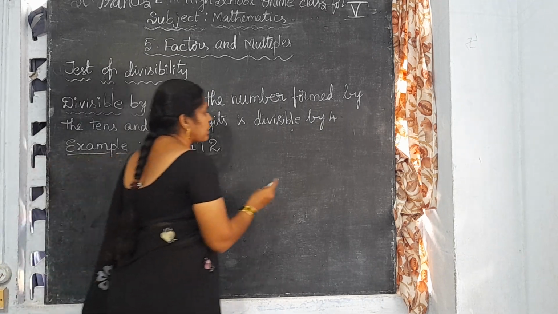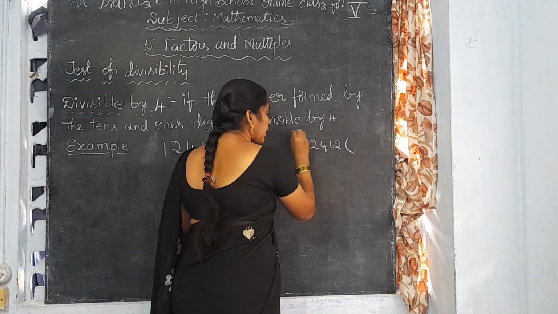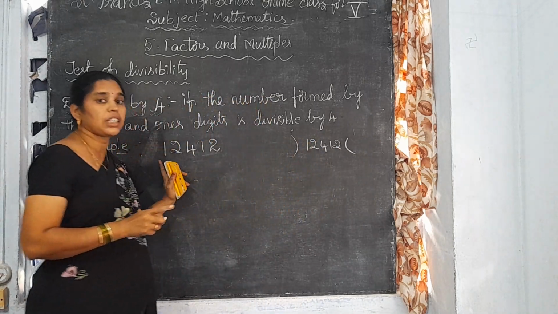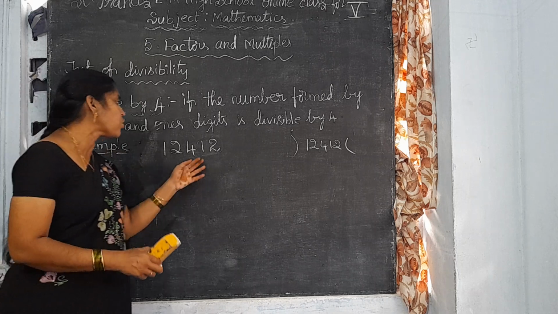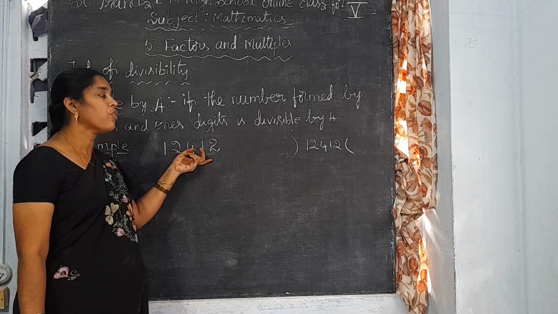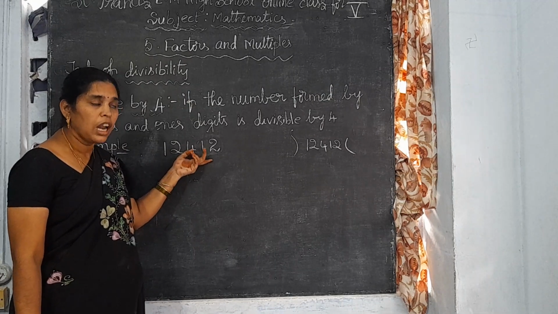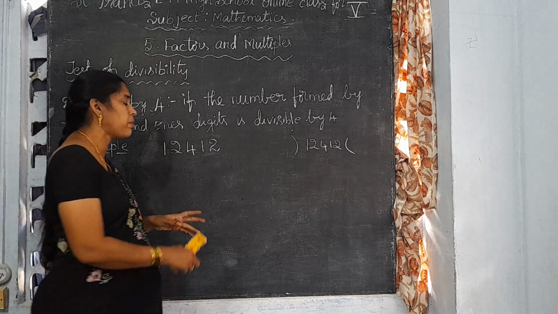Suppose, see here, I will check it by doing actual division. Without doing actual division, you have to check whether that number is divisible by 4 or not. The last two digits you have to divide by 4. If it is divisible, then the number is divisible by 4. Otherwise, it is not divisible by 4.